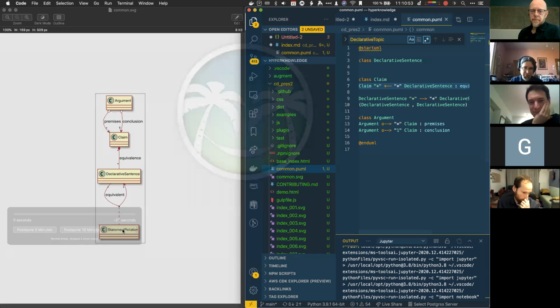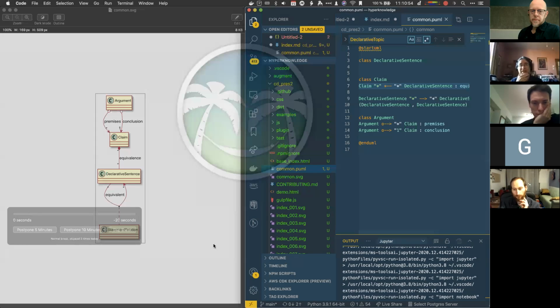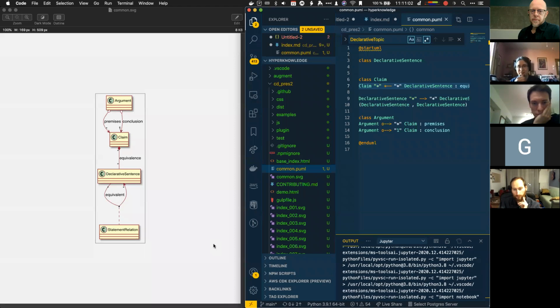Because there can be many interpretations of a sentence. Some sentences have multiple interpretations, and hence belong to multiple claims.